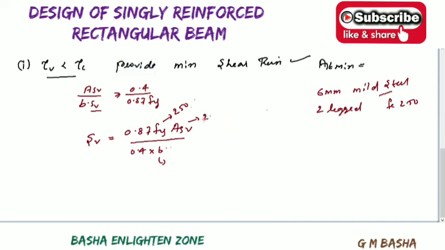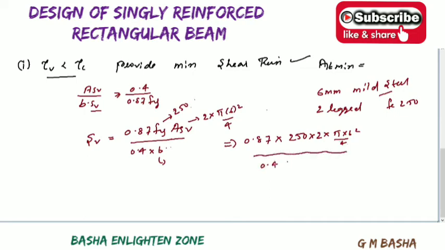So ASV will be equal to 2 into pi d square by 4. Please simplify that. I am taking all the things here: 0.87 fy, where fy is mild steel, which is 250, into 2 into pi d square by 4, divided by 0.4 into 200. Please simplify this, and you will get the spacing of the stirrups Sv equal to 152 mm.